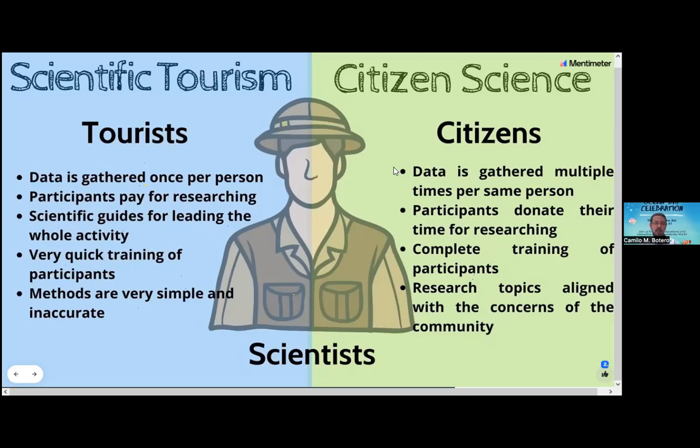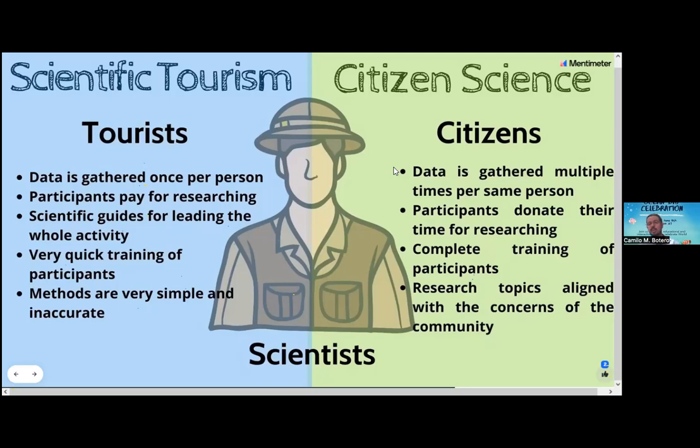the data collection. And of course, methods are very simple and inaccurate. Why? Because they don't have a lot of training. However, the method is inaccurate, but it doesn't mean that it's not good information. Normally, when we are researching, we prefer to have accurate data, but it's better to have a thousand inaccurate data of one phenomenon than just one or two very accurate data, because when we have a lot of data, we can do some statistical treatment with the idea to increase the accuracy. Then this is why scientific tourism is important.